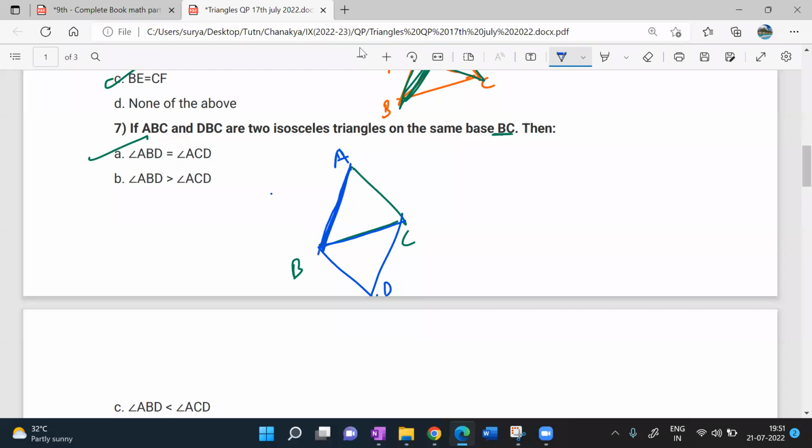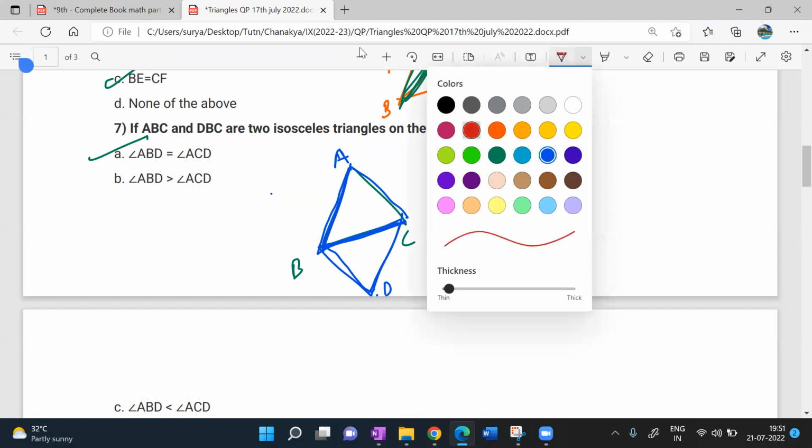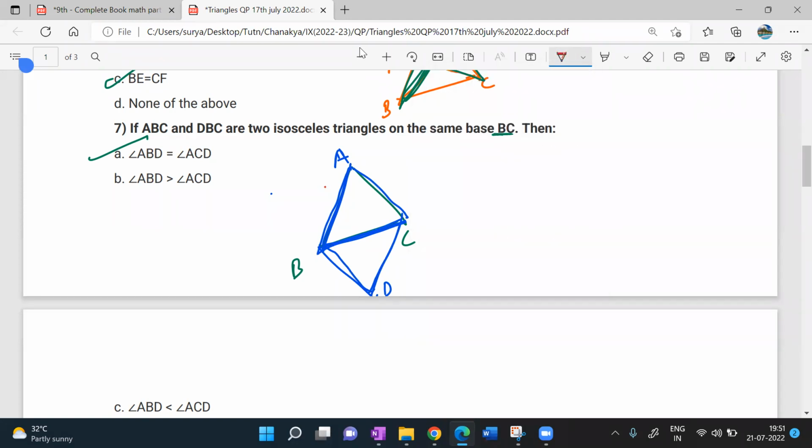Because both are isosceles, here angle B and angle C are equal. If equals are equal, they are equal, like Euclid's axiom. Look at it here: AD is the common side for both the triangles. This is one triangle now, this is another triangle. Clear? AD is the common side for both the triangles.